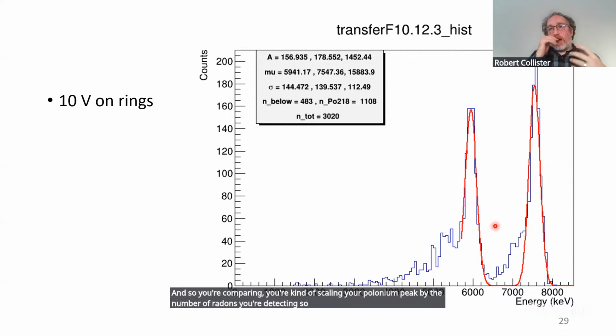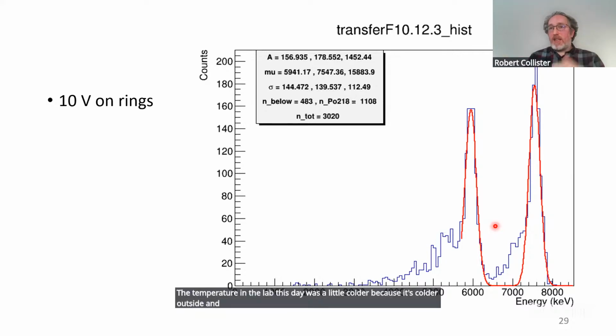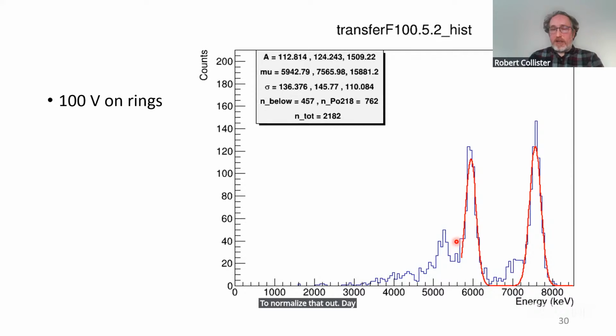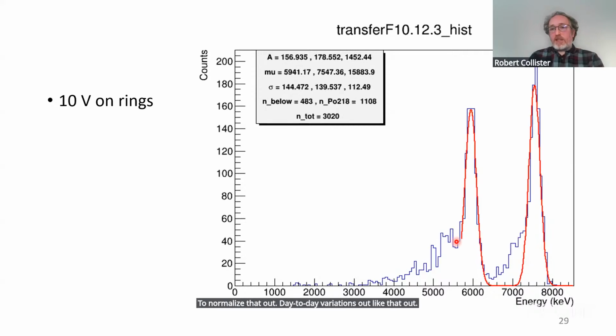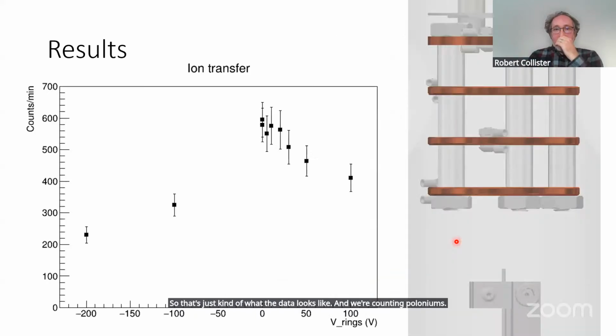you're not being confounded by, okay, the temperature in the lab this day was a little colder because it's colder outside and you just have more activity in your system, which is why you have a larger peak. So we normalize by the count of radons to normalize day-to-day variations out like that. So that's just kind of what the data looks like, and we're counting poloniums. This is what the results of our collection is.